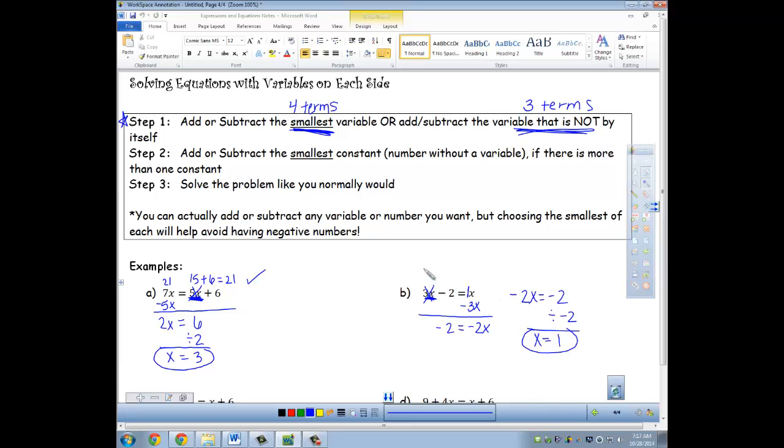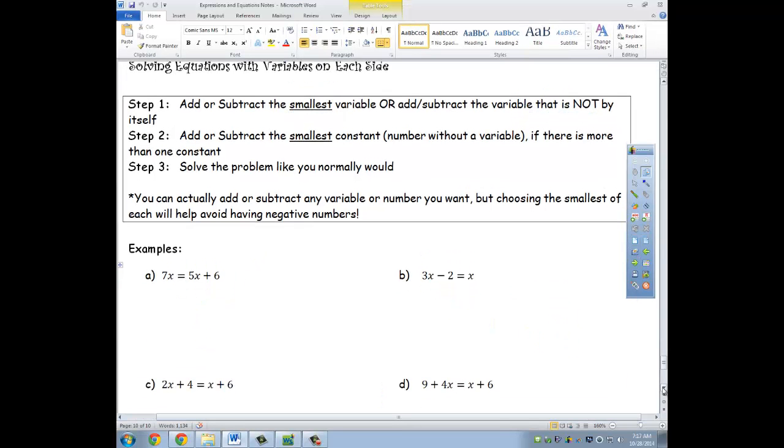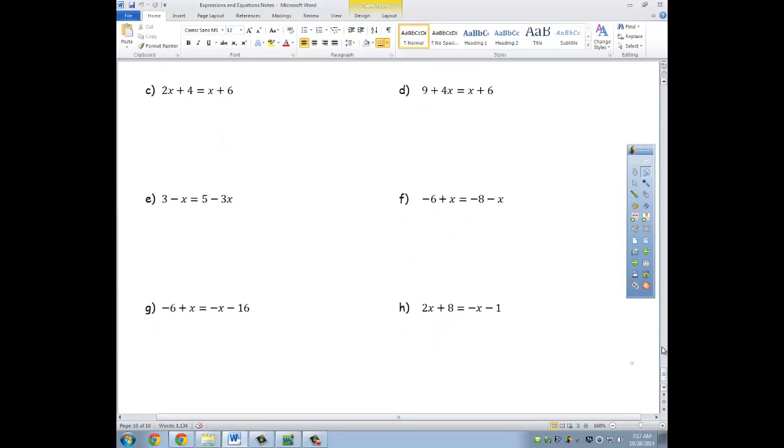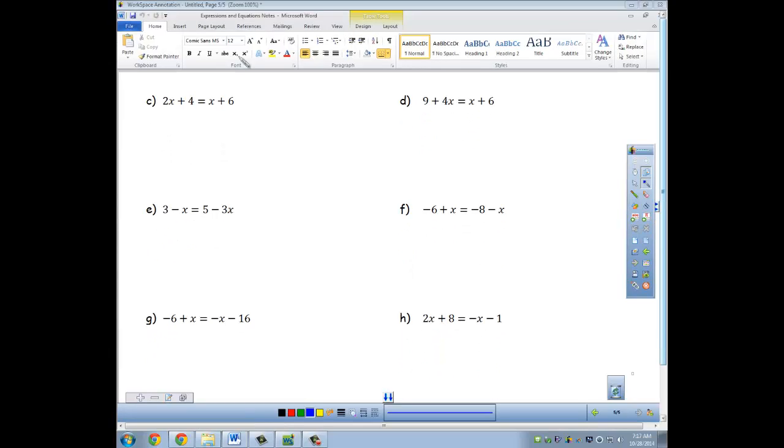And again, you can check it. 3 times 1 is 3, minus 2 is 1. And then if I just plug in x equals 1, that's 1. So we get 1 on both sides. Now the next part's where it gets pretty tricky. So if you need to stop the video and talk about it, that's fine.